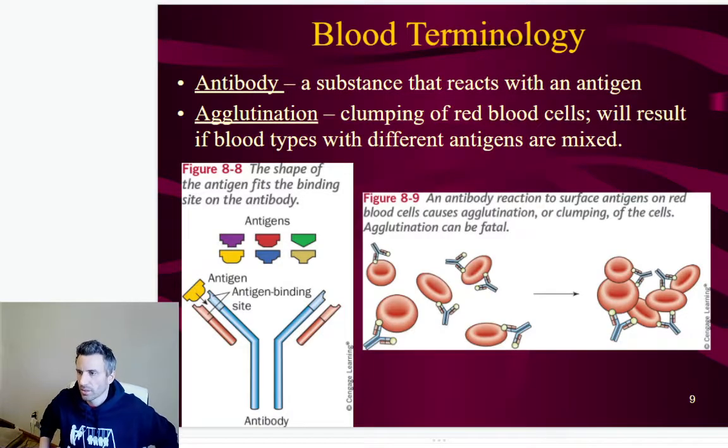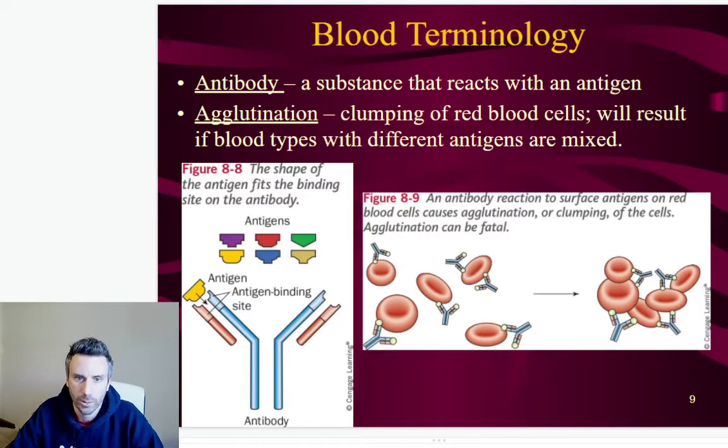Hi there, let's continue on with our blood typing content, and let's see what we can do about moving along with this. So remember that antibodies are a substance that reacts with antigens. Antigens are the proteins that are attached to the red blood cells. And so, for example, if an A antigen gets an A antibody, then it's going to cause agglutination to occur, this clumping, and that is a bad thing.